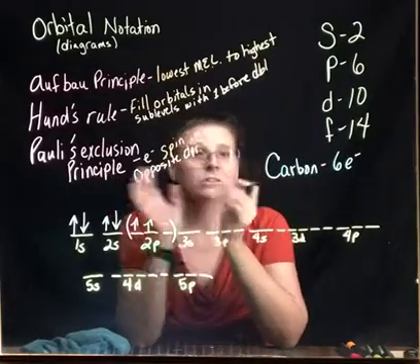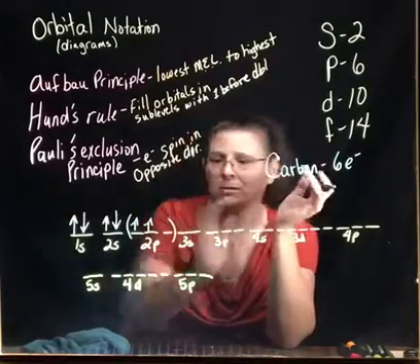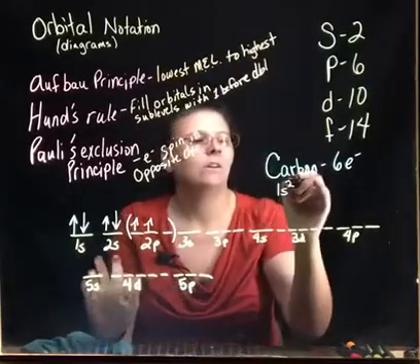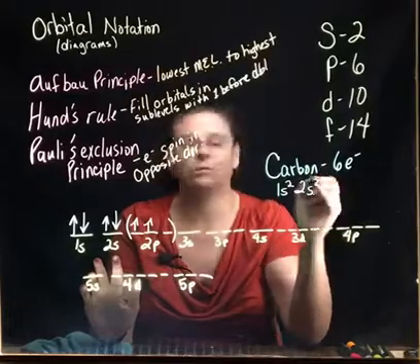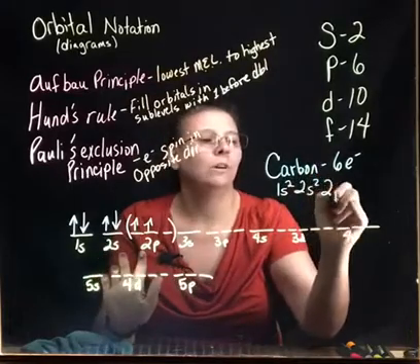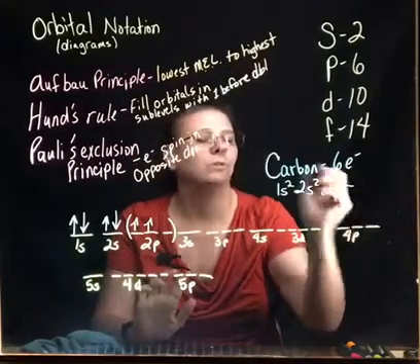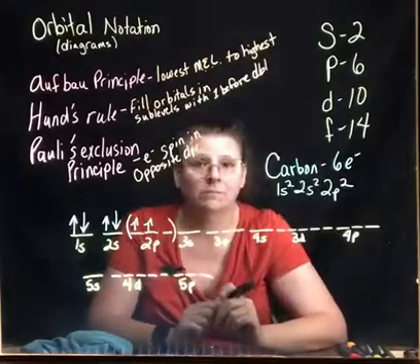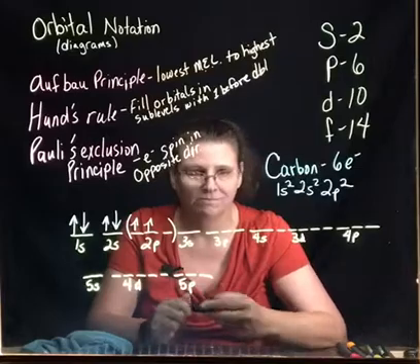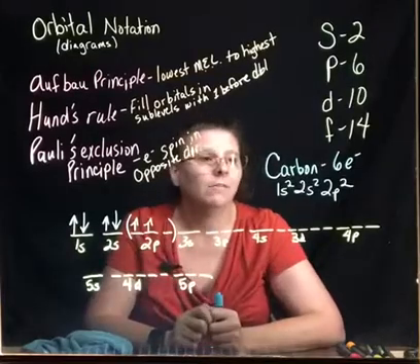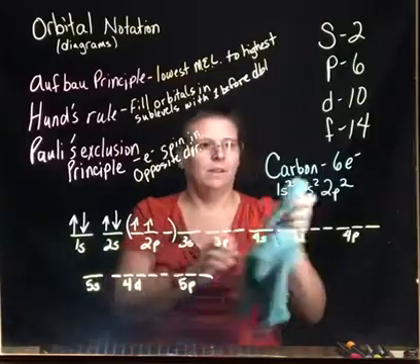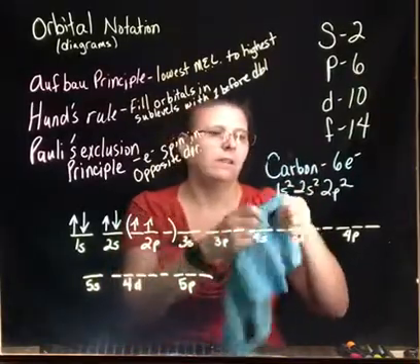Now, if you want to do the electron configuration from your orbital notation, you have 1s2, 2s2, 2p2. That was our final address, per se, for carbon. Okay, let's do another one. Let me see if I can erase this real quick.